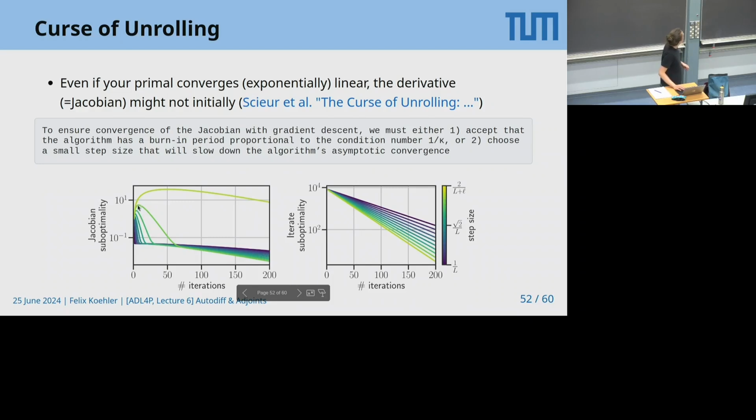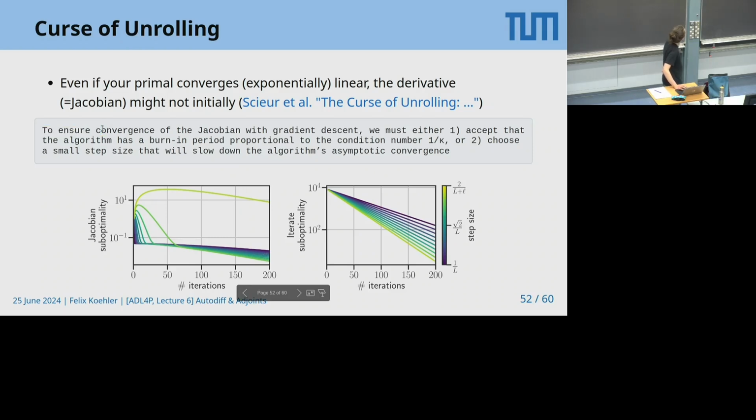Then we actually see that the derivative gets quite bad, super counterintuitively. It does not converge linearly, but rather converges in this super weird format. In the beginning it kind of goes up, and then we see that this light green curve first goes up, then goes down, and then eventually converges linearly. That's super counterintuitive. They call it the curse of unrolling.